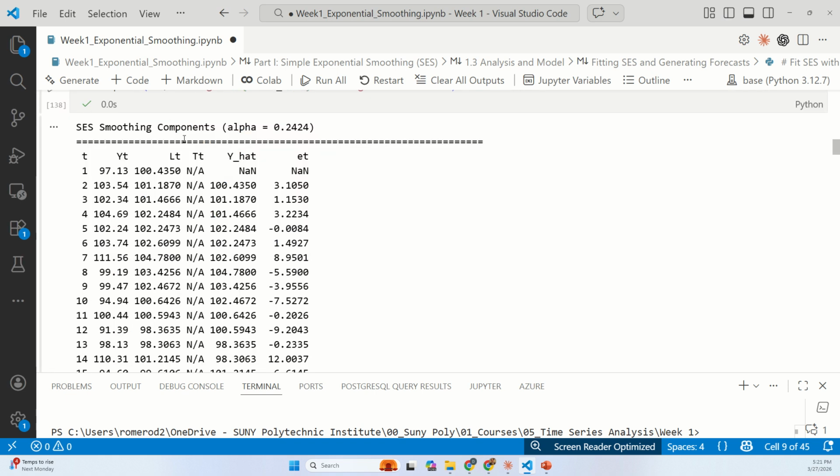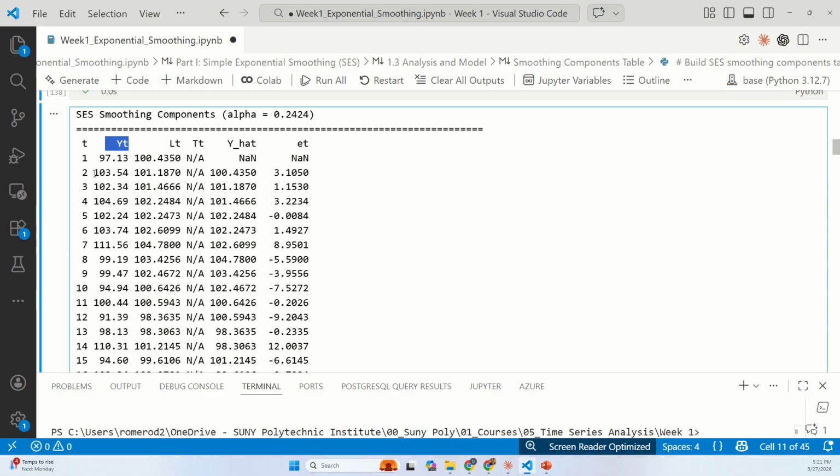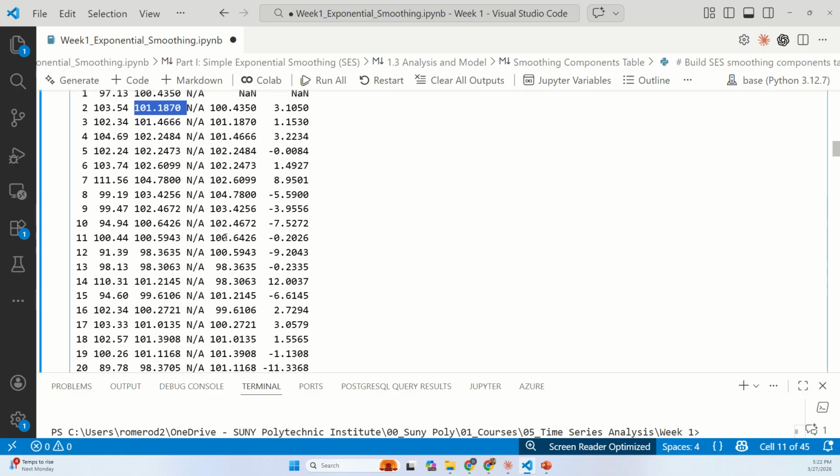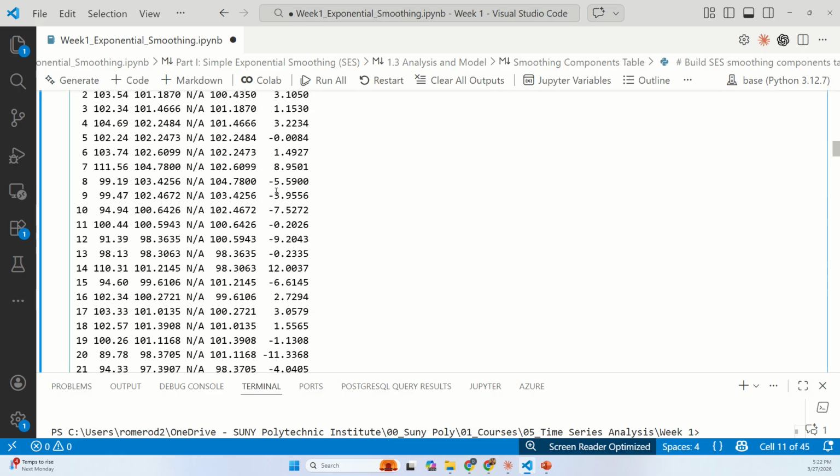Okay, so in this table, I highly encourage you to go over the table in detail because it shows the real value of the time series. So for example, you have the 103.54, that's the real value. This is the LT, the estimation of the level at that period. And the y hat is the fitted value of that period. So please be aware that it's the previous level, the level estimated in the previous period. So if you check, for example, the fitted value for time 3 or week 3, it's the estimation of the level at period 2. So you have the errors or the residuals in the last column.